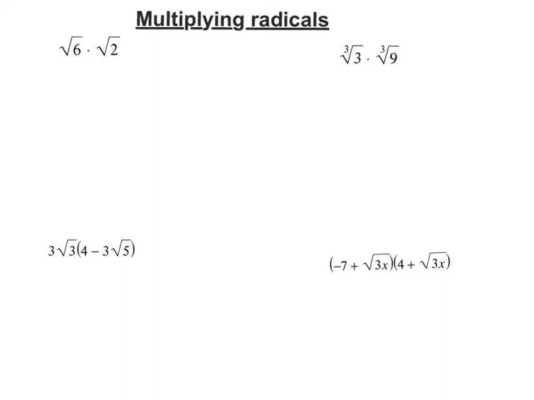Because we're multiplying, I can simply multiply the two numbers, so 6 times 2 gets me the square root of 12, and just reduce. So remember, multiply, then simplify. You get 2 radical 3.